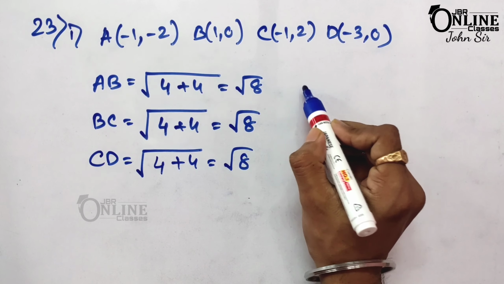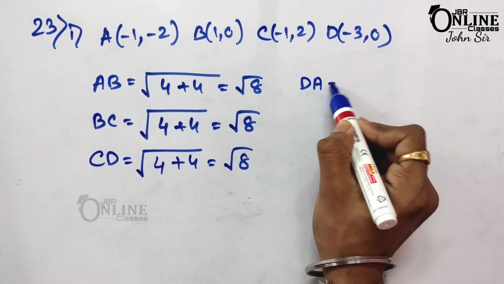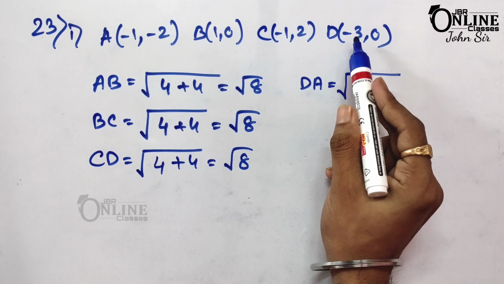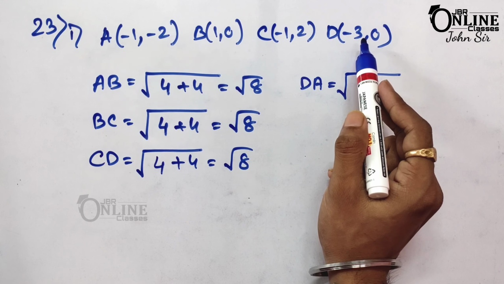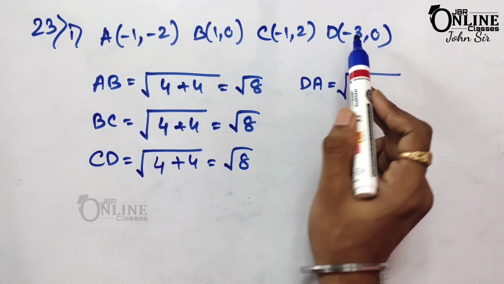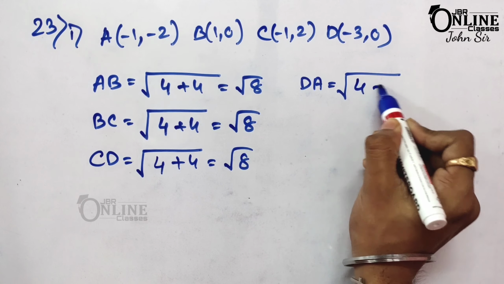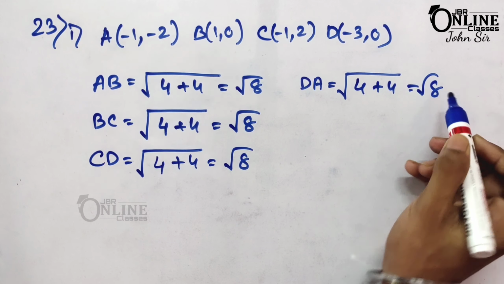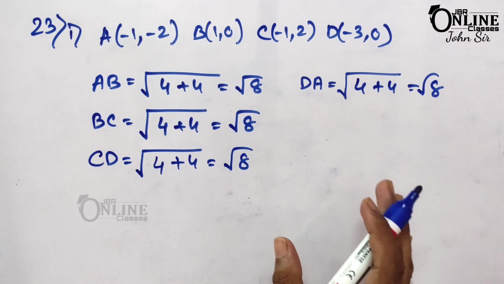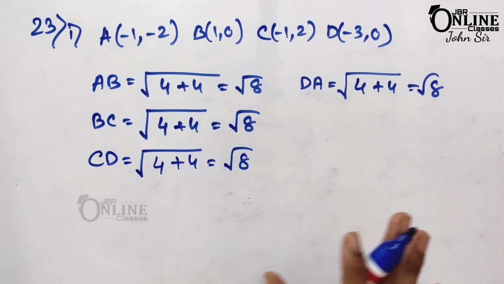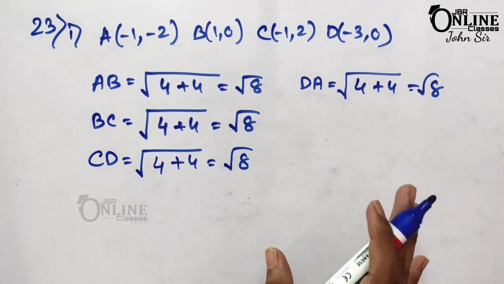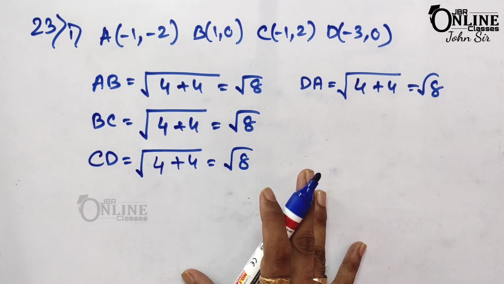Now the last one is DA. So for DA, here also minus 3 minus 1, so it's also 4 plus 4. Okay, that means all sides are equal, so it might be a square or a rectangle. Now what you have to do, you have to find out the diagonals.